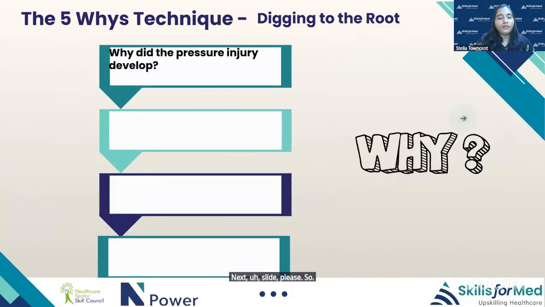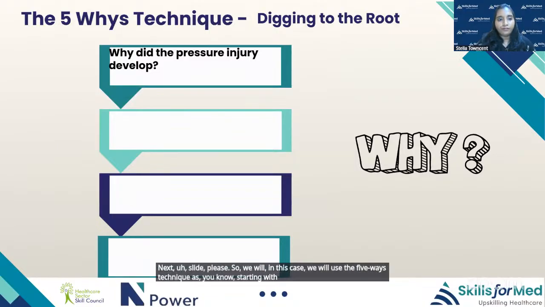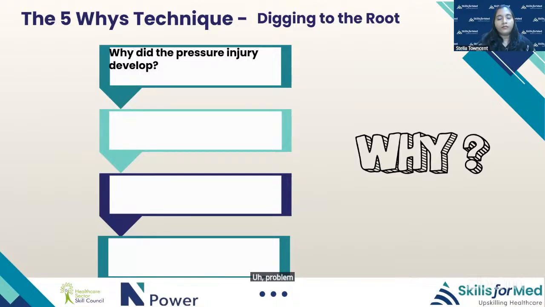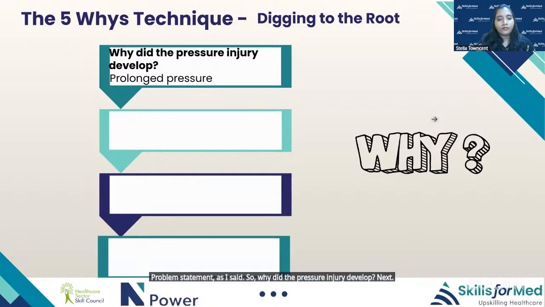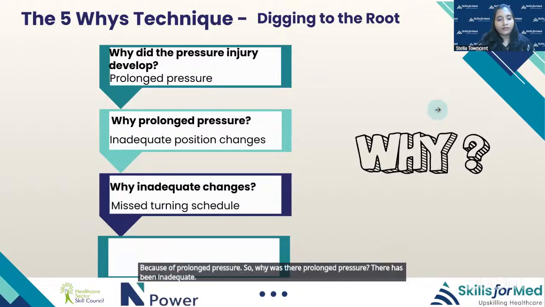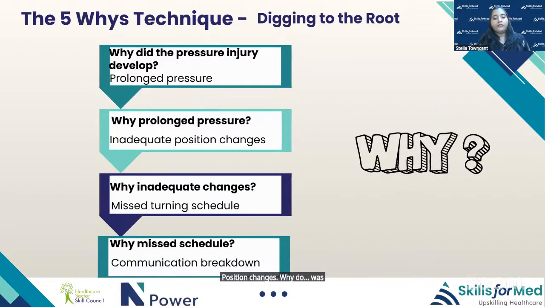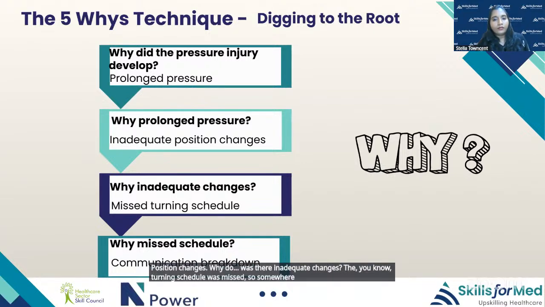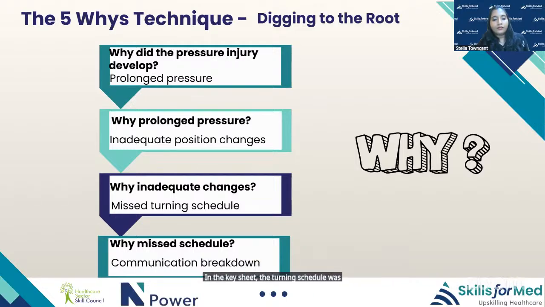In this case, we will use the 5 Whys technique, starting with the problem statement. So why did the pressure injury develop? Because of prolonged pressure. Why was there prolonged pressure? There were inadequate position changes. Why were there inadequate position changes? The turning schedule was missed. So somewhere along the line in the case sheet, the turning schedule was not included, and therefore this was not done for that particular patient.